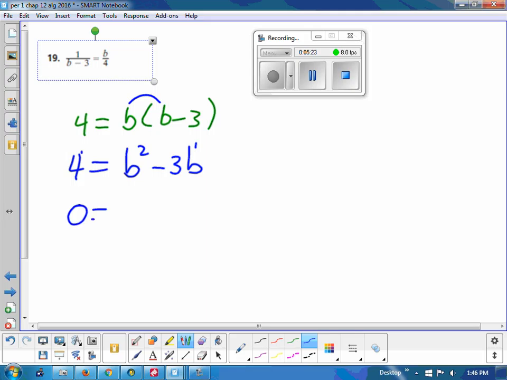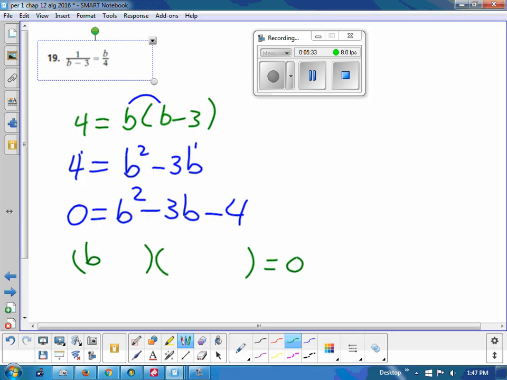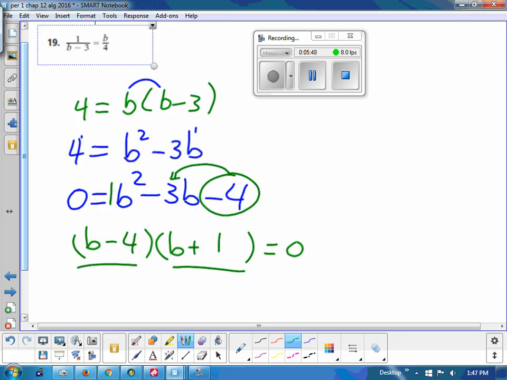Let's bring the 4 over by subtraction. Once you bring that over, you can solve it by factoring. Since there's a 1 in front of b squared, you do factors of -4 that add up to -3. So that's going to be 4 and 1, and the 4 has to be negative. Okay, then you're going to set each one of these equal to 0.